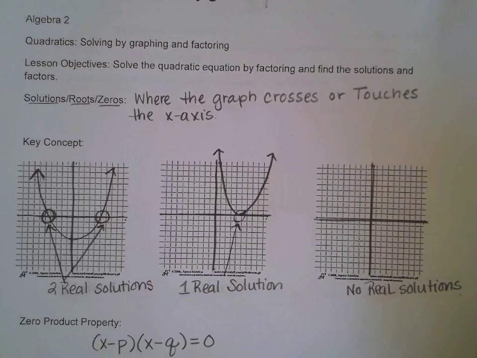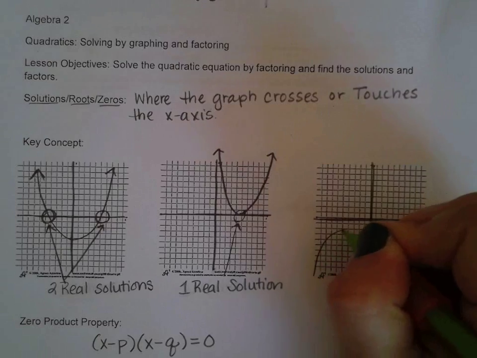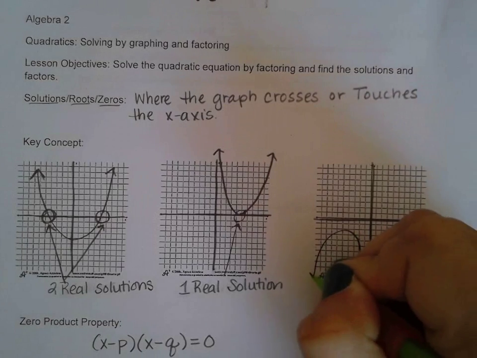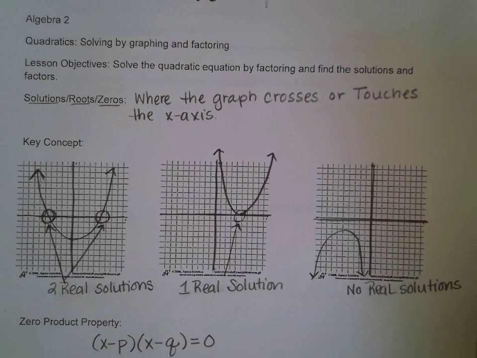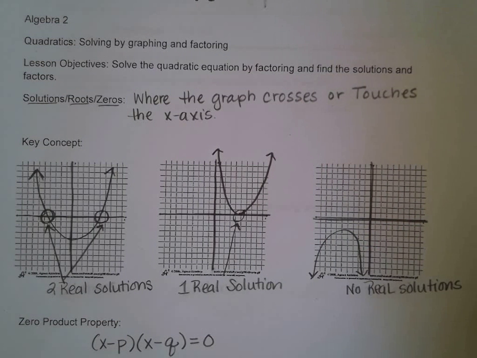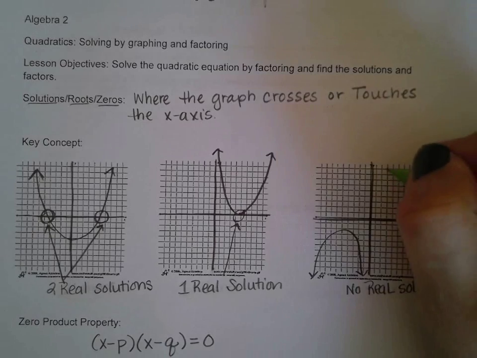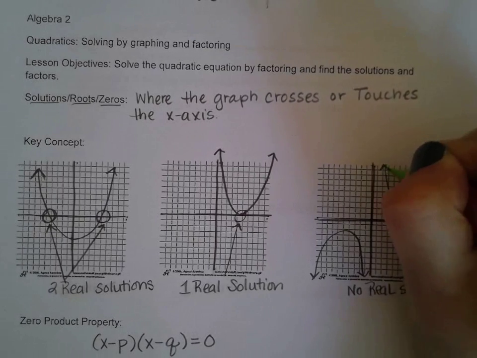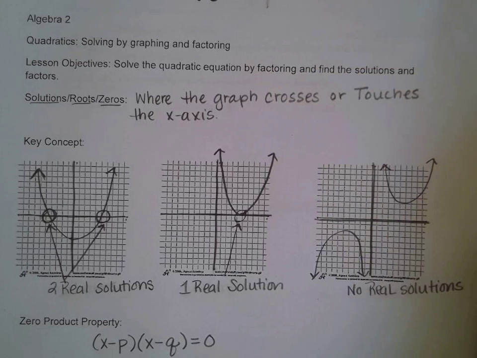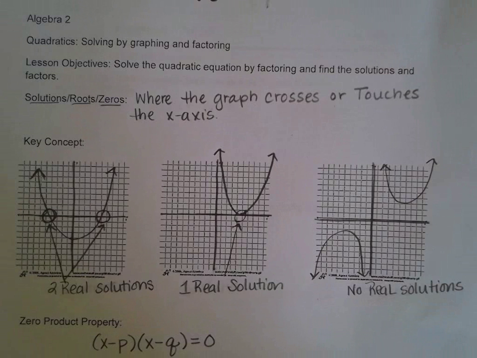The last situation would be a parabola that has no real solutions, doesn't touch the x-axis at all. So maybe that one would look like this. And it doesn't matter if they're face up or face down. Face down parabolas can have solutions and face up parabolas can have no real solutions. I could draw another face up parabola up there. Both of these parabolas do not touch the x-axis, and so they would be examples of equations that wouldn't have any real solutions to them. So those are your three possibilities, and I'm going to show you how to find them algebraically.